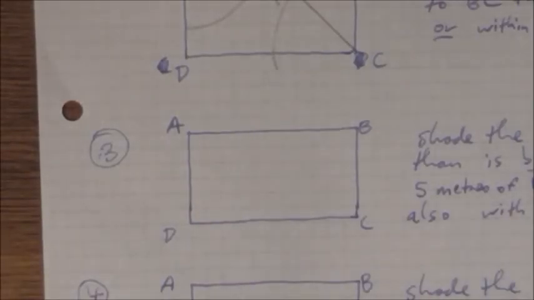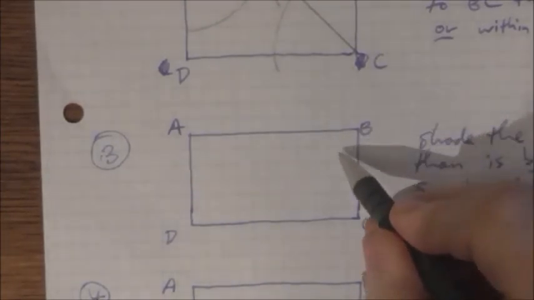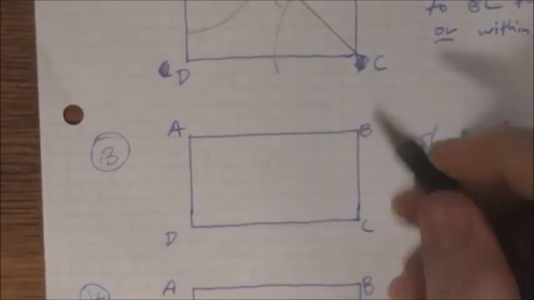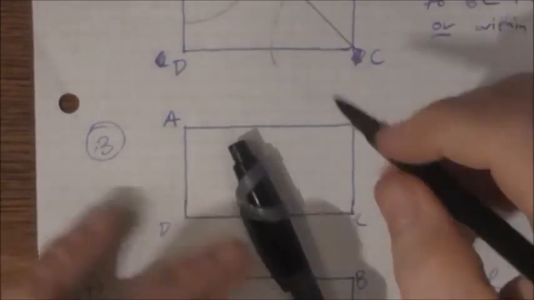In question number three, I have to shade the area that's both within 5 meters of B. So for that, that's 5 grid squares of B. That's clearly within 1 grid square. That's not good. That's good. That's not good. That's good. That's not good. It's okay to do these concretely.